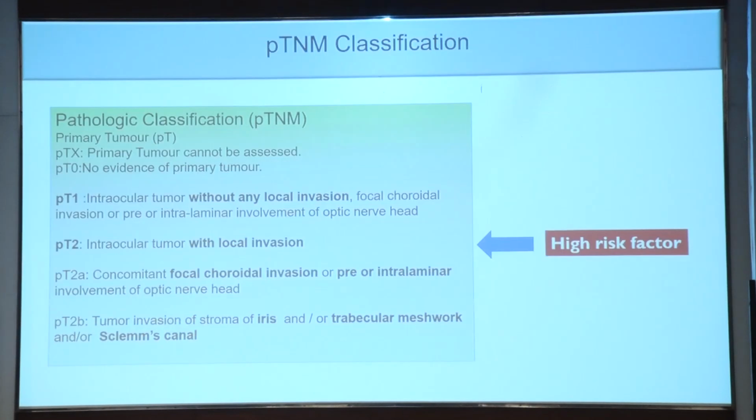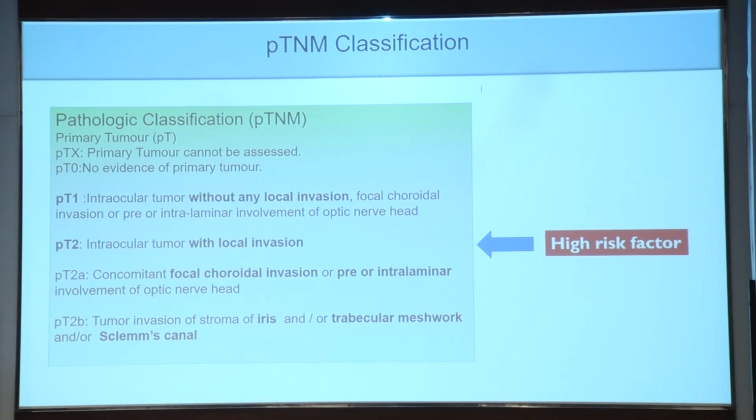TNMH classification. There is even a pathological TNM classification in retinoblastoma. When you take out an eyeball, enucleation is not the end of retinoblastoma treatment. It goes to the pathologist, all the high-risk features are looked into, and there is a TNM classification for that too, the pathological TNM classification. As a treating specialist, what I need to know is whether there is a high-risk feature or not. So in pT1, it's without any local invasion. In fact, there is no local invasion.